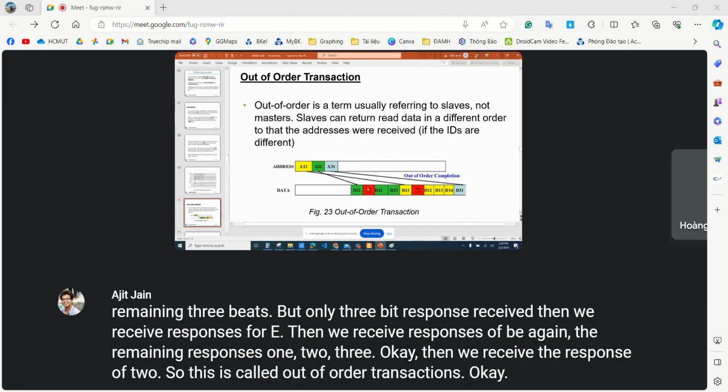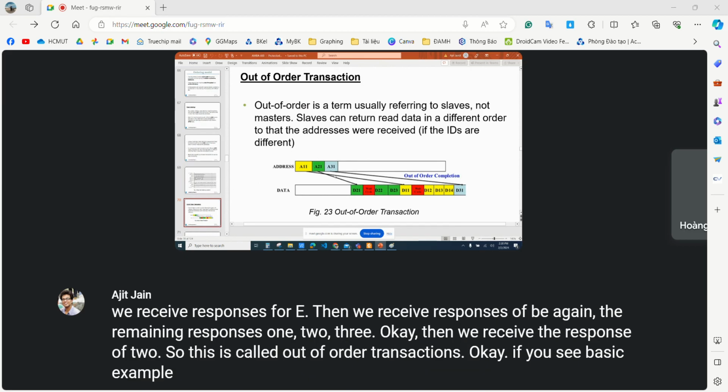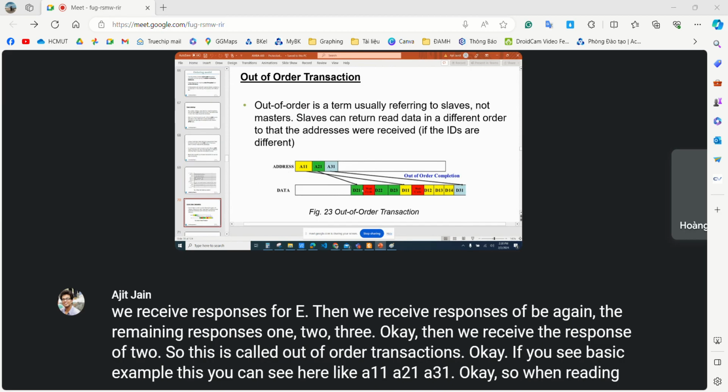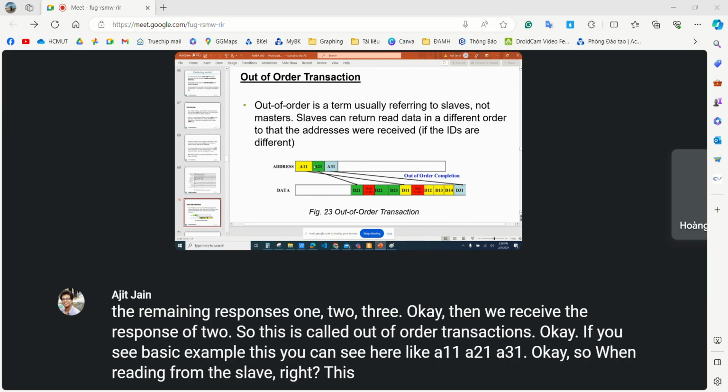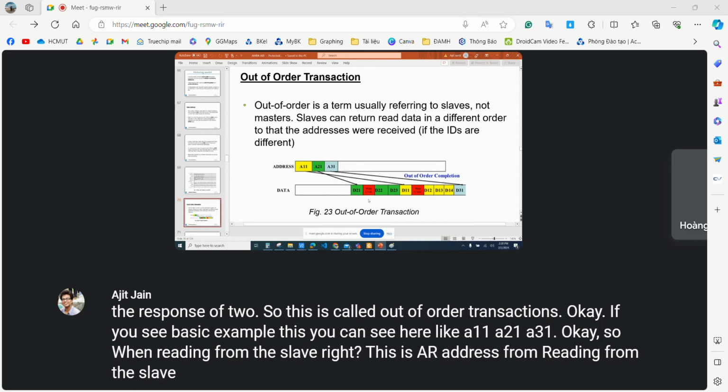If you see the basic example here, you can see A11, A21, A31. When reading from the slave, this is the AR address. When reading from the slave, the response or the data can be returned in this way.